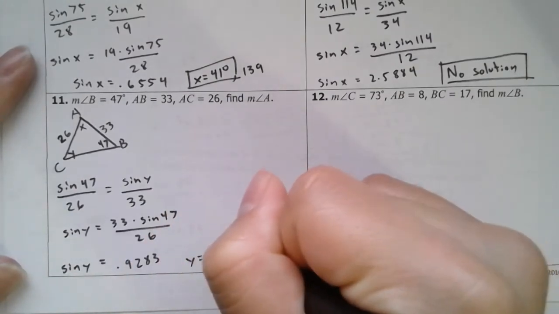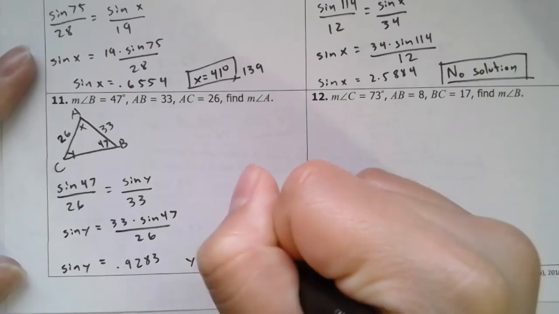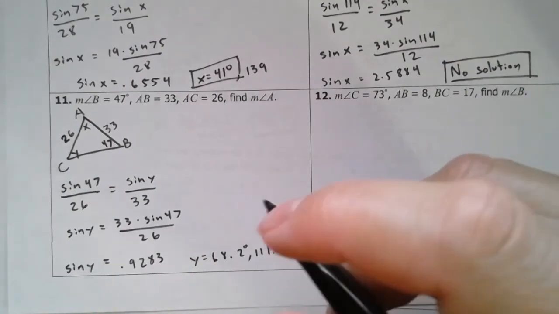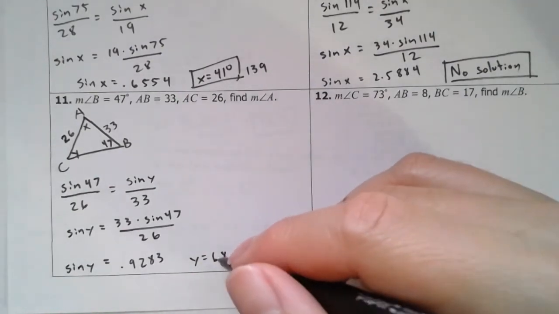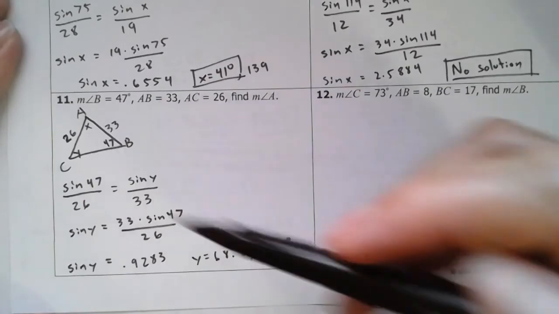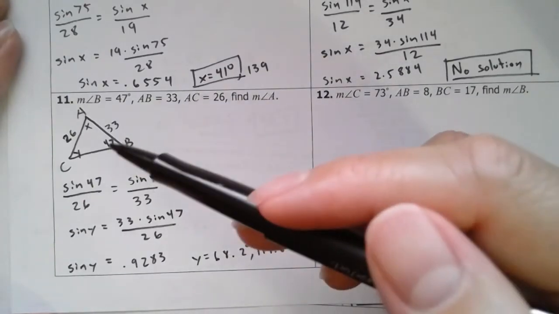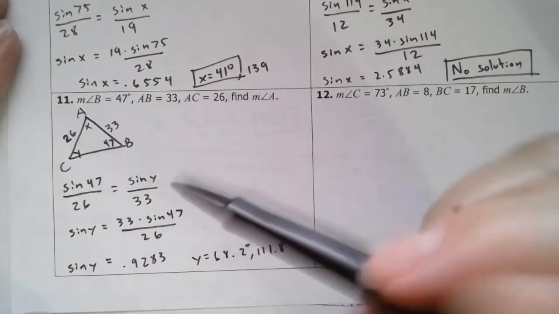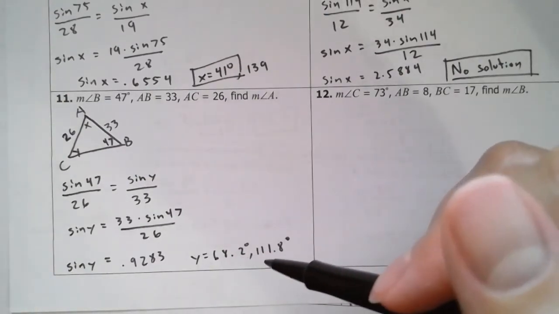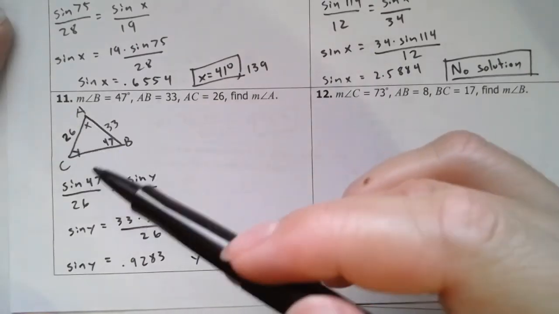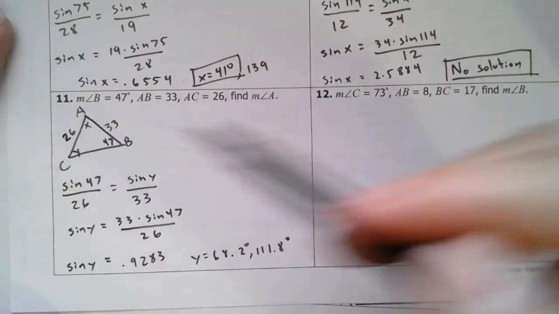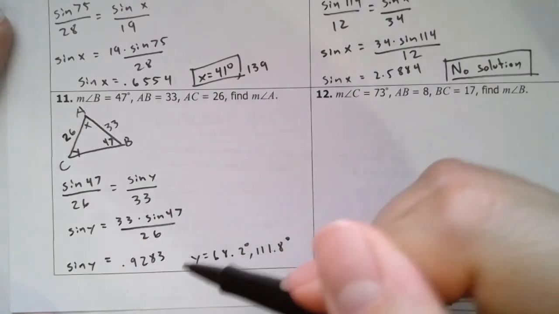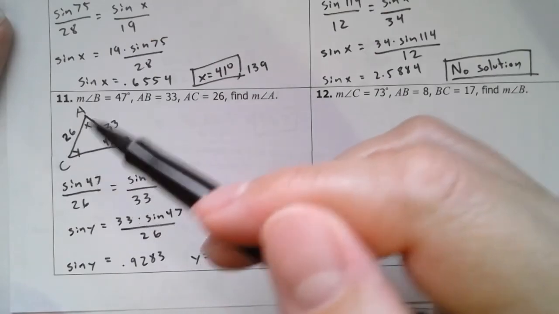68.2 and then 111.8. Alright, so I can check based on the one that's given here, 47 plus 68.2, that's clearly less than 180, and then 111.8 plus 47 is also less than 180. So both of these would be solutions if I was finding angle Y, but I'm trying to find angle X or angle A, right?